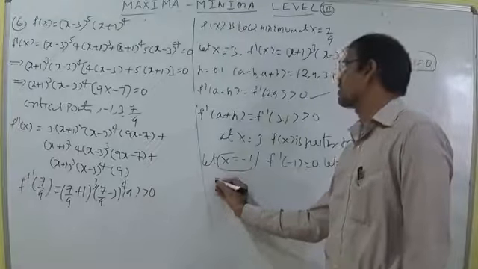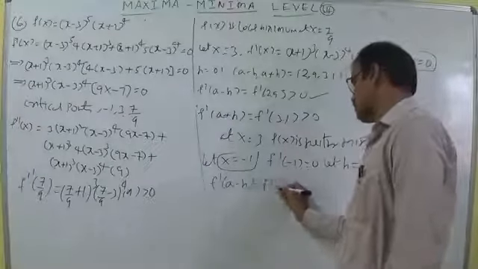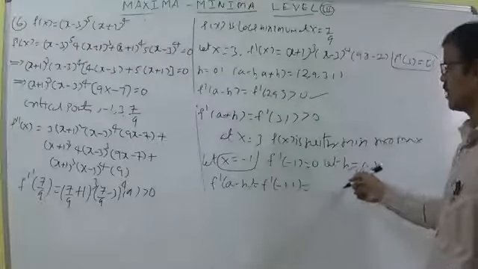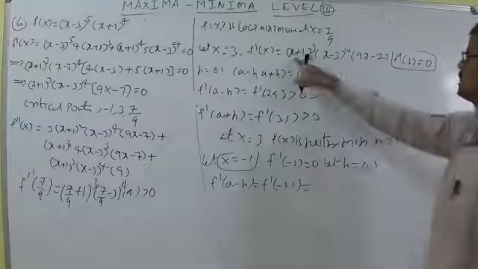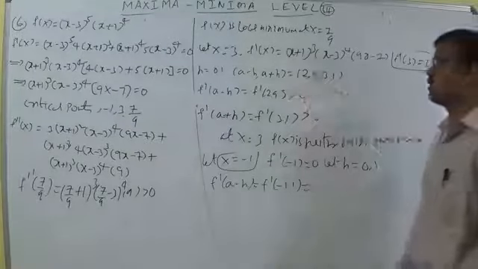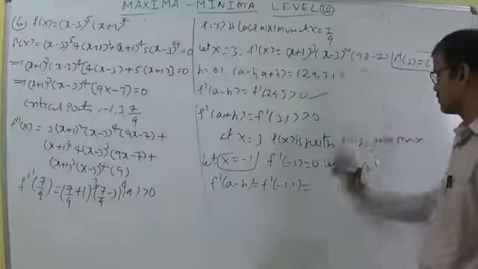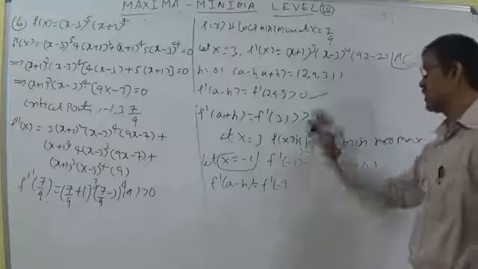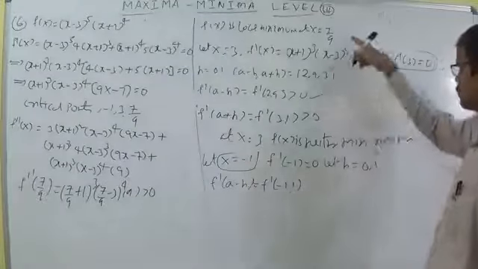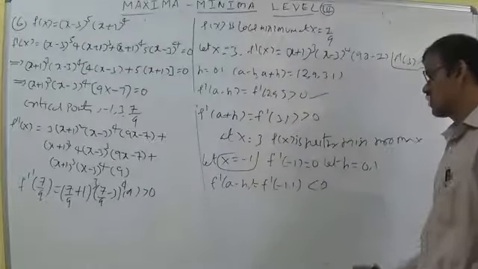So I am writing f dash of a minus h is equal to f dash of minus 1.1, minus 1 minus 0.1. Substitute minus 1.1 here. Minus 1.1 plus 1 becomes minus 0.1 whole cube, always it is negative. Negative into this, of course power 4 is there, positive. So negative you write.